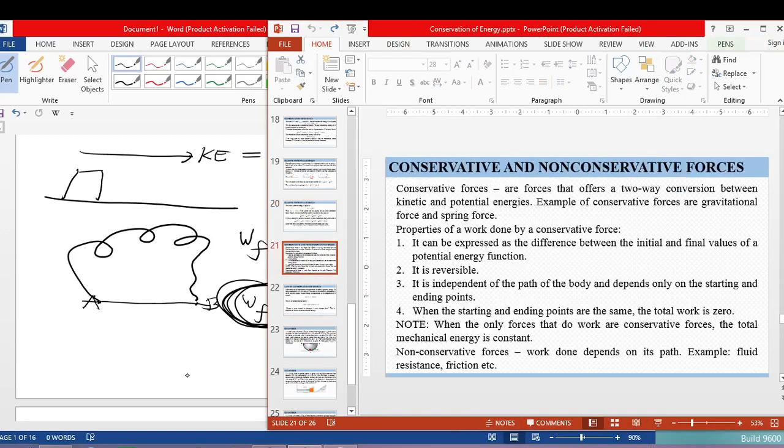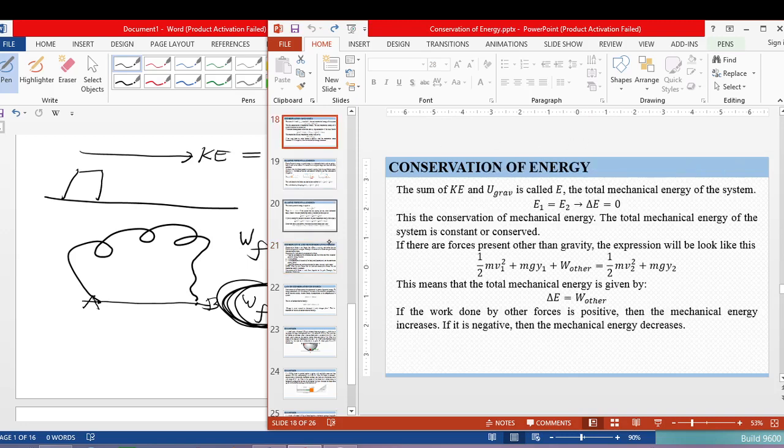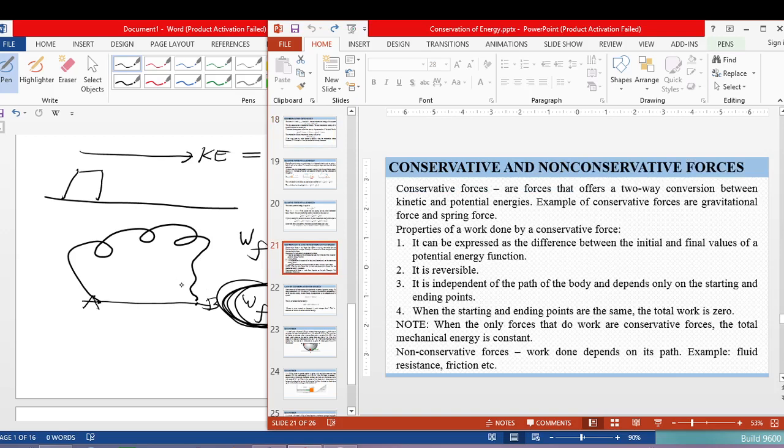There are many types of friction. Not all non-conservative forces always take energy; some non-conservative forces can also increase the mechanical energy. If the work done by other forces is positive, then the mechanical energy increases. So there is a possibility that the mechanical energy also increases. That's the properties of a conservative force and a non-conservative force.